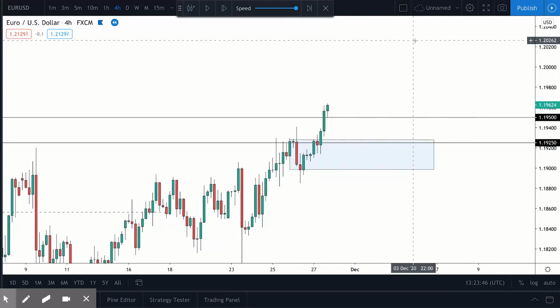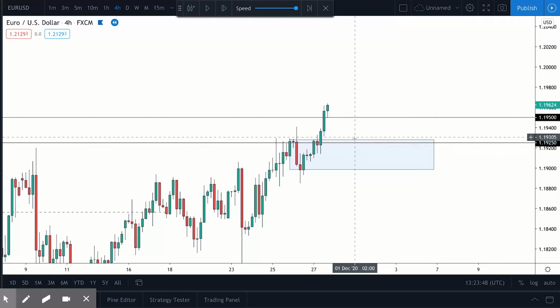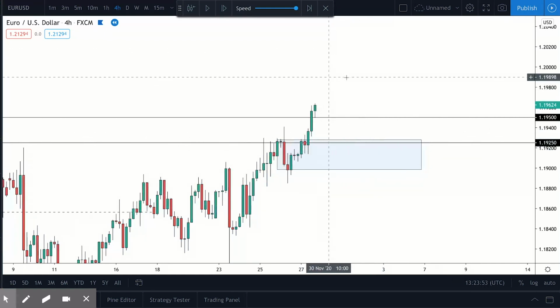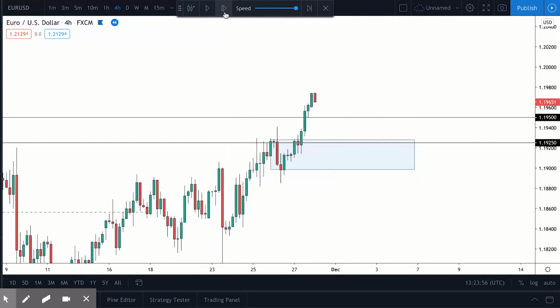Now, we don't have a setup yet, but if we can see a pullback somewhere into this key level and this demand zone, we could then look for the confirmation and begin to actually take trades. So we'll allow the market to play out.